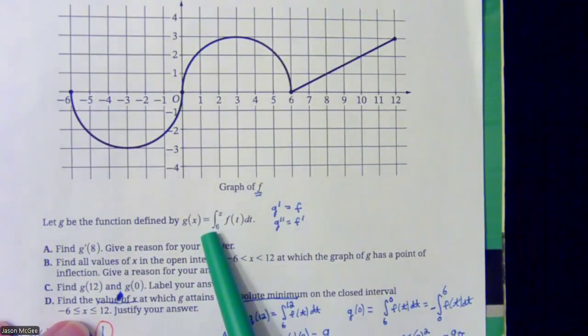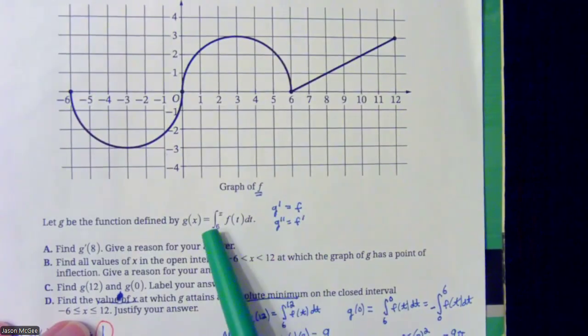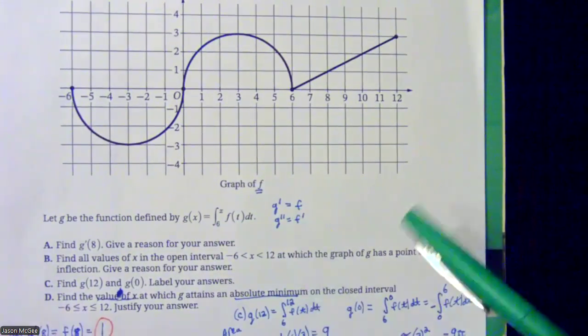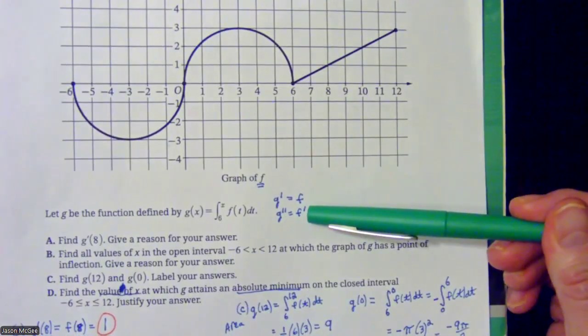So then right away, I wrote down that g prime was equal to f, because the derivative of the integral is just the inside function. So g prime is equal to f and g double prime is equal to f prime.